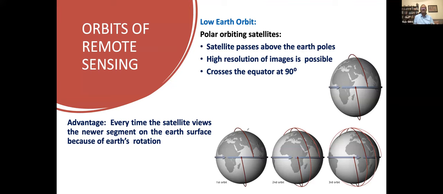The advantage is that every time the satellite views a new segment of the Earth because of the Earth's rotation. You remember that the Earth is also rotating. So the orbit of the satellite is fixed, but the Earth is rotating. Therefore, because of the rotation of the Earth, different parts of the Earth get imaged at different times. That's basically it, but it's at a slightly lower height, so you can get a reasonably good resolution of the data from here.